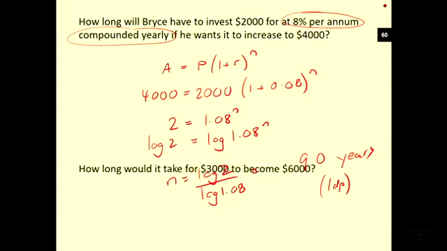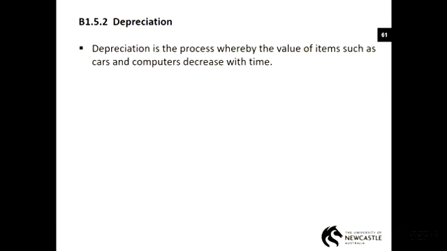Last bit. How long would it take for 3,000 to become 6,000? Well, look what we just answered. The doubling time of this money was 9 years. It went from 2,000 to 4,000 in 9 years. How long will it take to get from 3,000 to 6,000? 9 years. It's an exponential thing. It'll take 9 years to double. No matter what you started at, this thing doubles in 9 years. So it's the same answer.